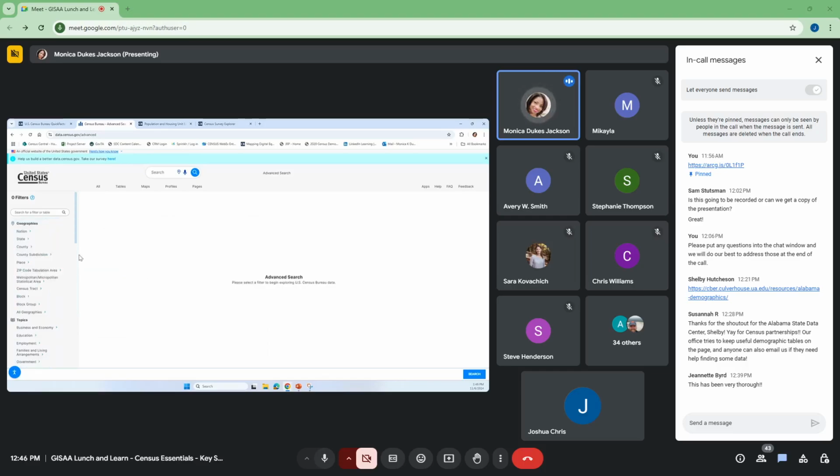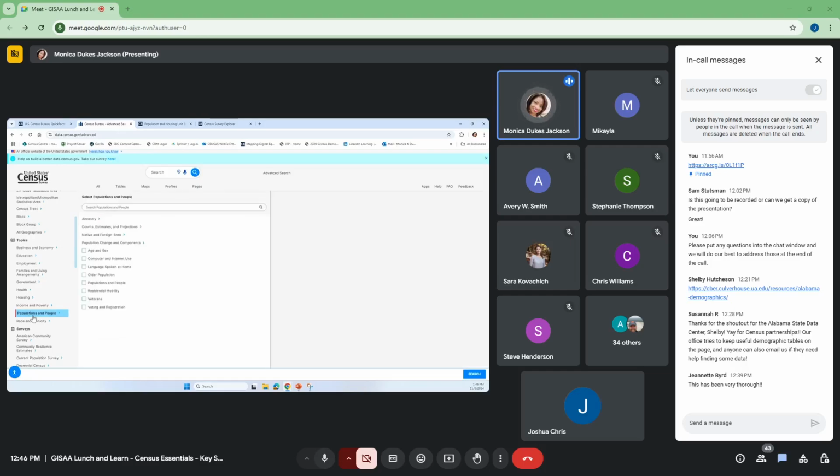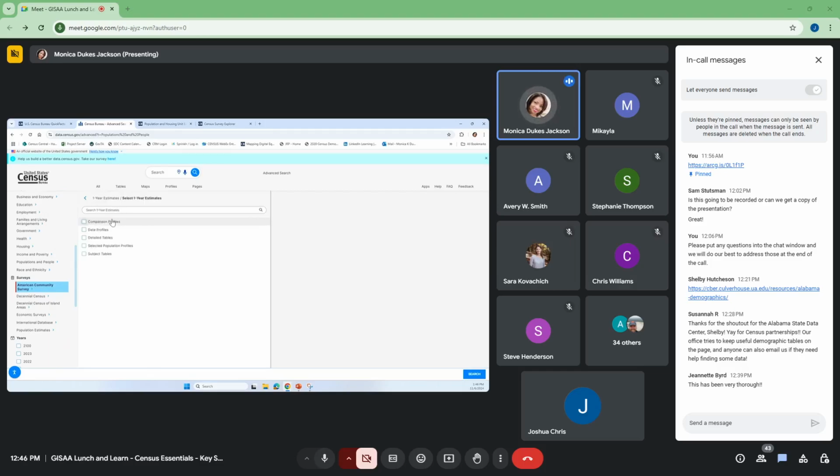Now I'm going to move into our American Community Survey data, again, which is our sample data that we release annually. So again, I'm going to look at populations and people. But now I'm going to go down to program so that I can find the American Community Survey. And remember, I mentioned earlier, we have those various estimates. So if we want to look at the annual data, we would click here to the 1-year estimates, and we have different tables that you can look at. So we have comparison profiles, data profiles, detailed tables, selected profiles, population profiles, and subject tables. I'm going to select data profiles and hit search.